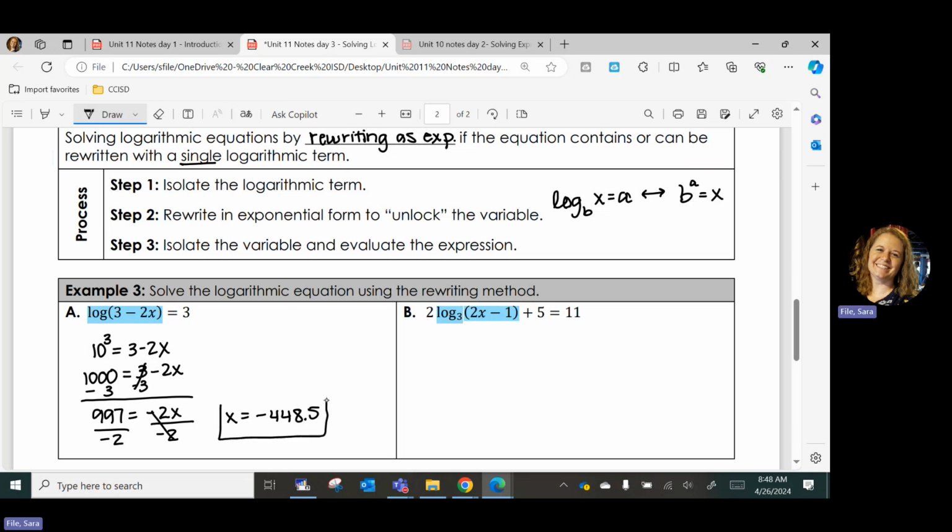Now, is it okay that this came out negative? If I go to plug in a negative, look at that. It's being multiplied by a negative 2. So the negative times the negative, it's going to become positive and add a 3 to it. So it's okay. It's going to be a positive. You can take the log of a positive.